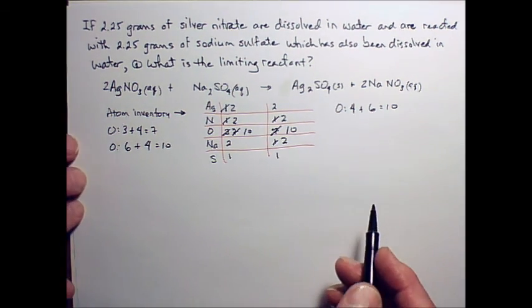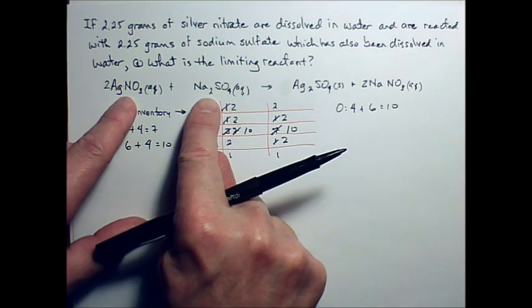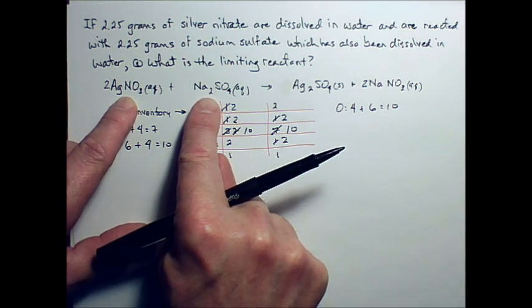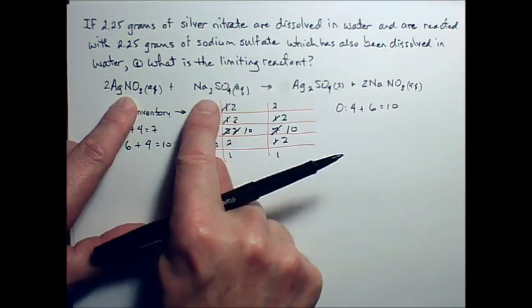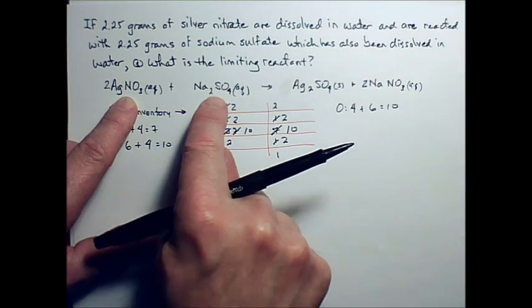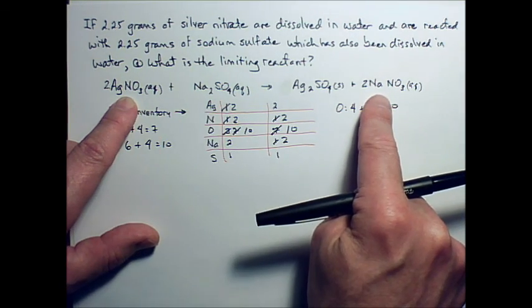That makes sense? All right, so a limiting reactant is one of the reactants that runs out first. And it's called a limiting reactant because when the reactant runs out, the reaction has to stop.